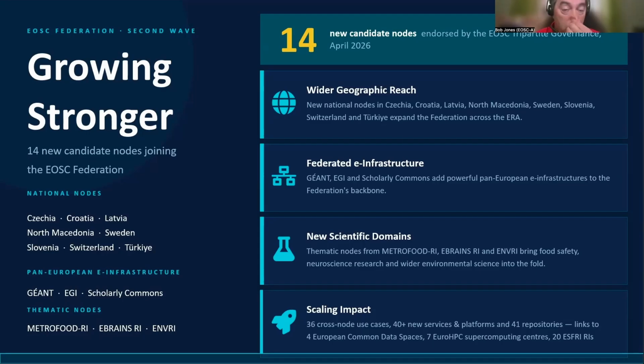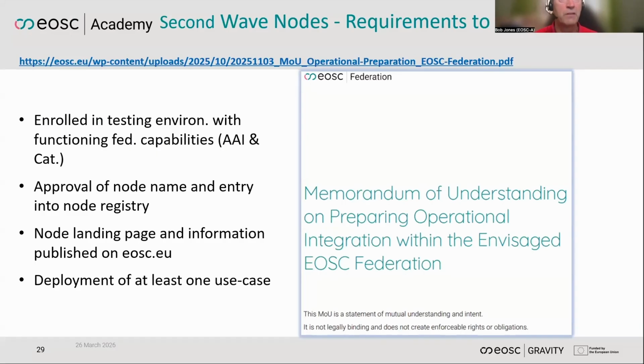Now, what does it actually mean when those nodes join? We've talked about the memorandum of understanding. Here you can see a link to the actual text of that memorandum of understanding for the operation of the EOSC Federation. There are 4 basic things they have to be able to do, starting from now, to get to a point where they can sign that memorandum of understanding and participate as full nodes within the federation. They have to be enrolled technically in the testing environment, where they start with the federated authentication and authorization and the federated catalogs. They will, of course, move on to the help desk and service monitoring and FitSM as well.